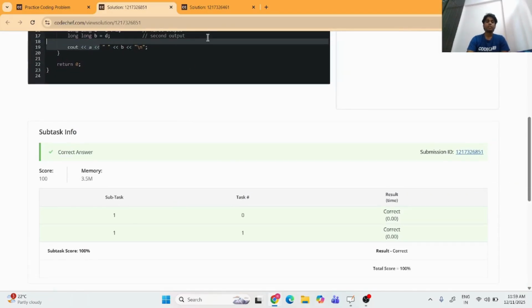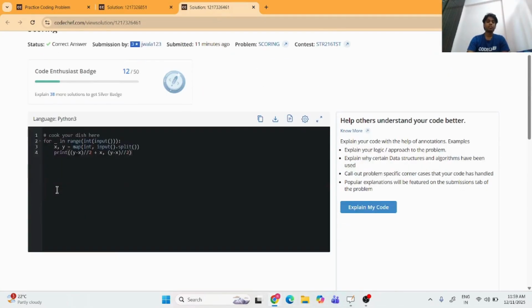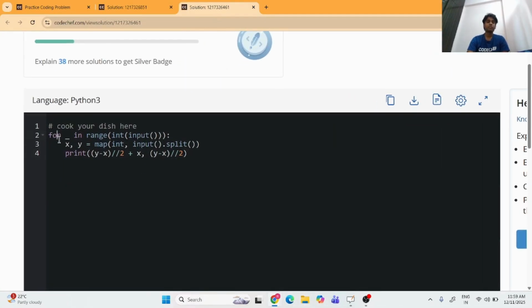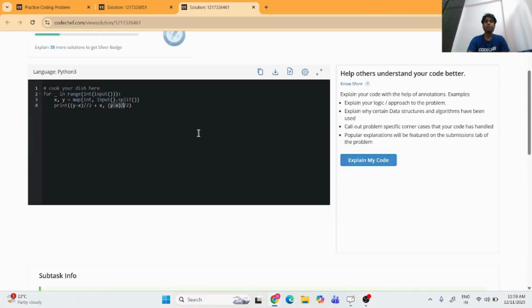Now let's move towards my Python code. So guys, this is my simple Python code. I took the input for all the test cases for X and Y. At the last, I'm simply printing for A, (Y minus X) by 2 plus X, and for B, (Y minus X) by 2. And as you can see, guys, I have got my Python code right.